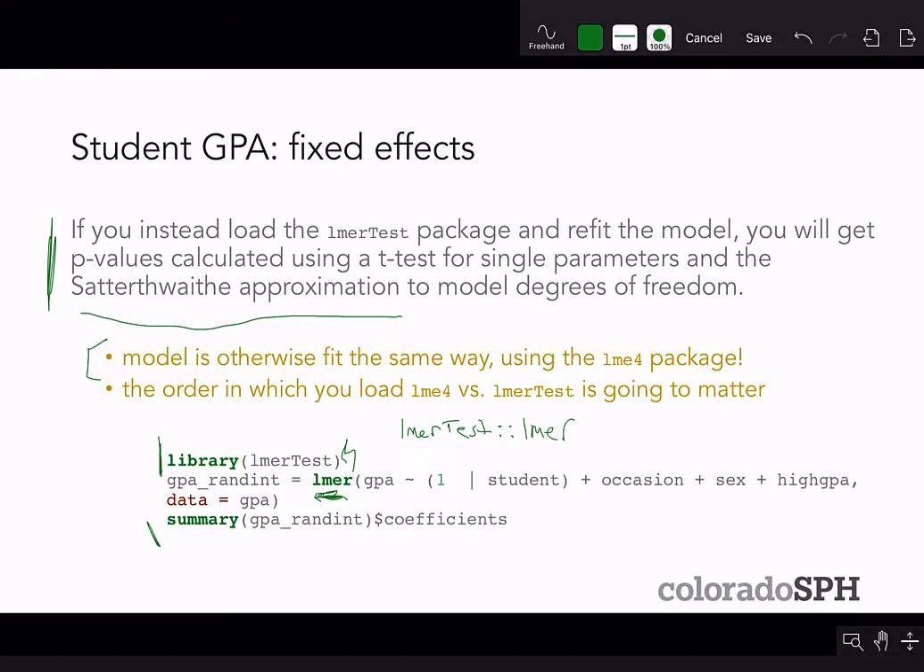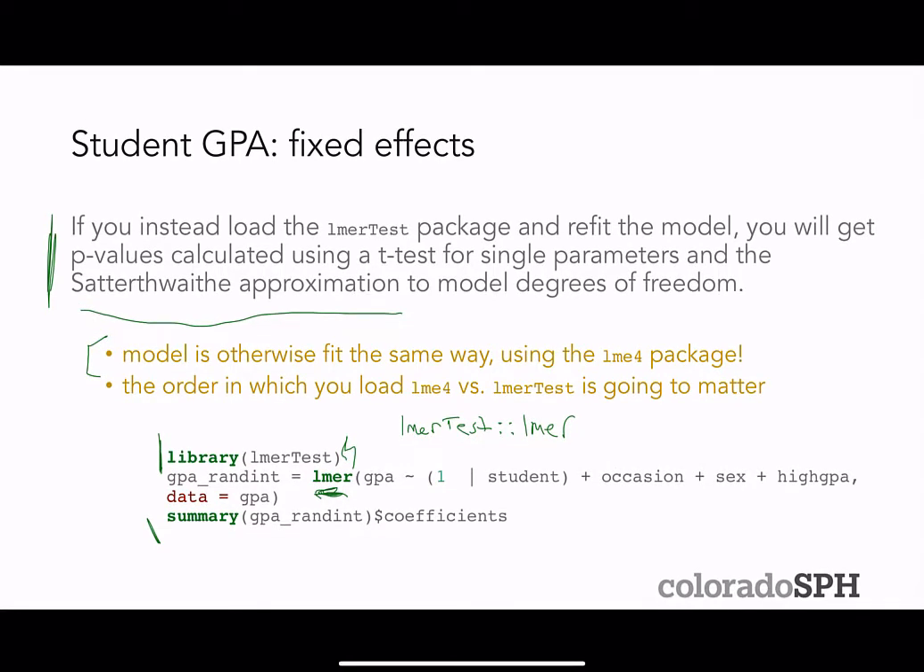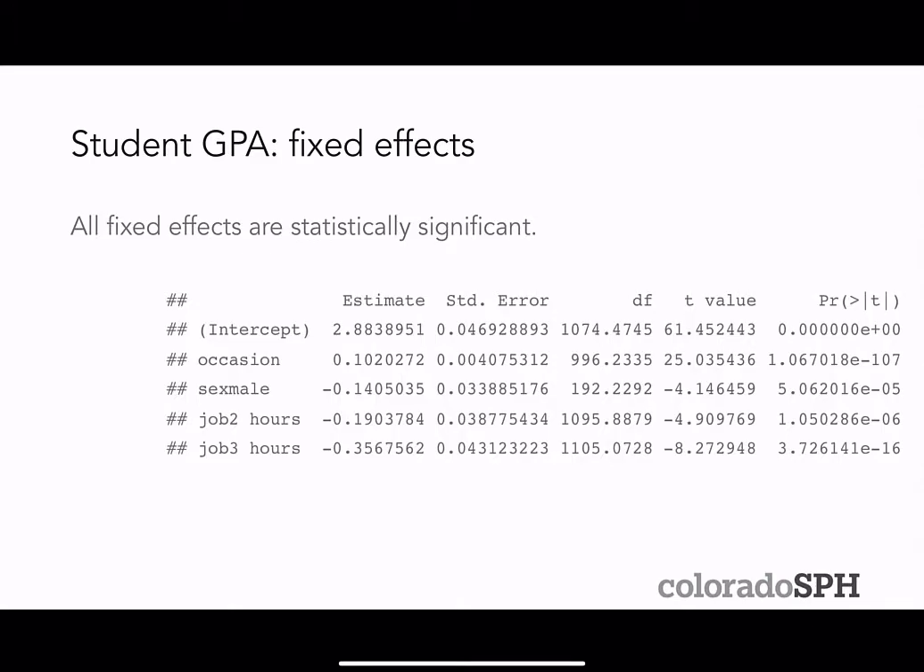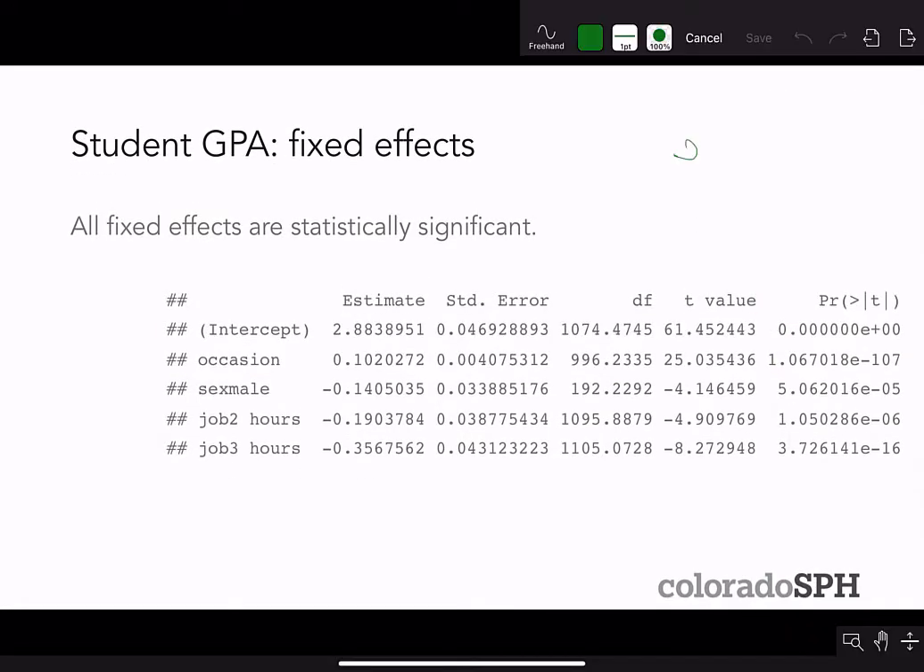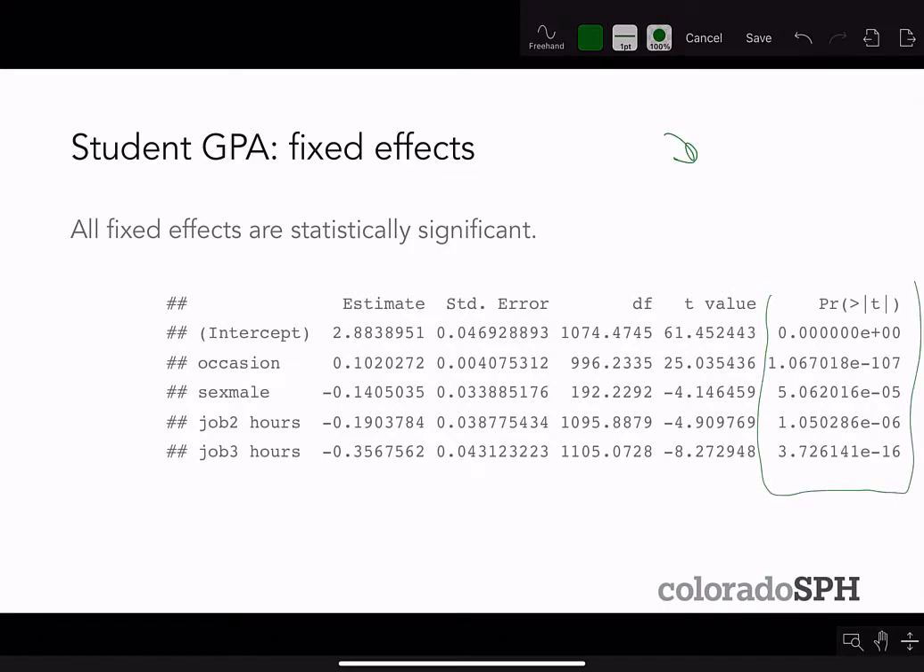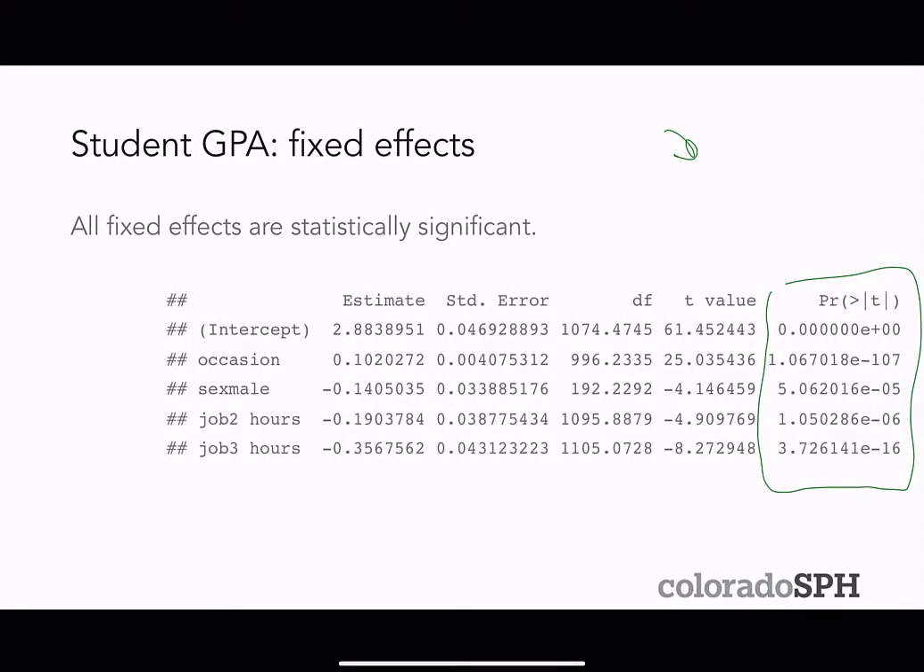So if we look at the coefficients table from that summary, now we can see there's a column for p-values where there wasn't before. And those are the ones calculated by lmerTest. And we can actually see in this model that all the fixed effects are statistically significant.